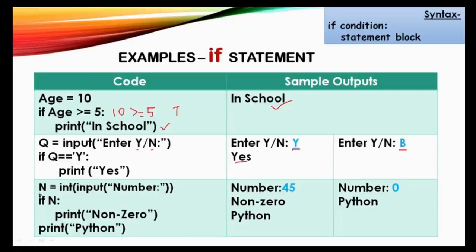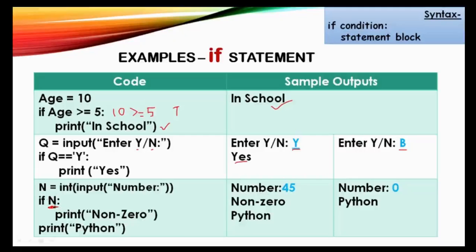Another example, n is equal to int(input()). A number is being asked to input. "if n" means we are checking whether n is a non-zero value. This is a method to check whether a number is non-zero. This condition will be evaluated to true if n contains a value other than 0.